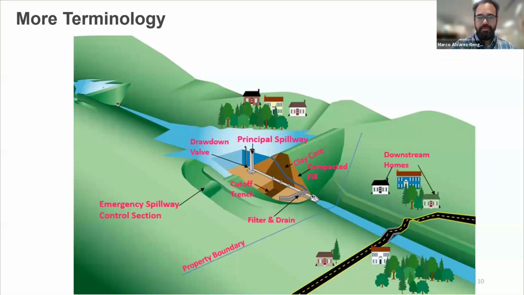Well, this is basically the same terminology. In this case, we have a clay core and a compacted fill outside. It's a hybrid dam. We have a cutoff trench, which is the base to key the dam to the side and avoid sliding, the movement of the dam. The emergency spillway control section controls the water when it's overtopping and the spillway is activated. This one has a filter drain that you can see at the bottom, located close to the toe area, which controls the seepage from getting out on the embankment area.